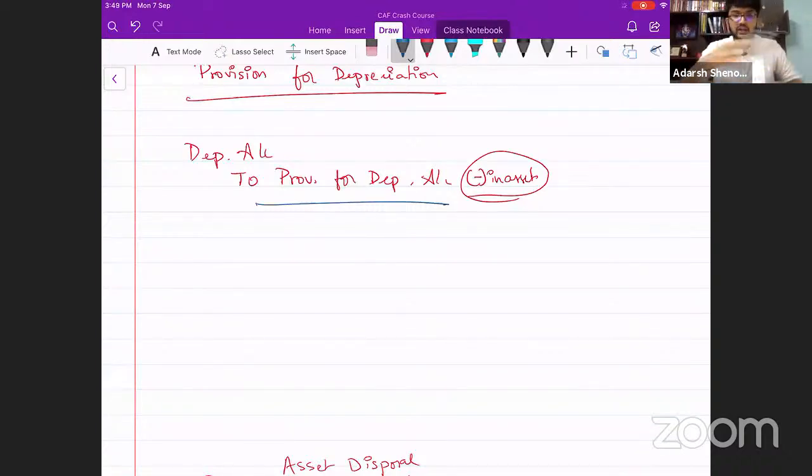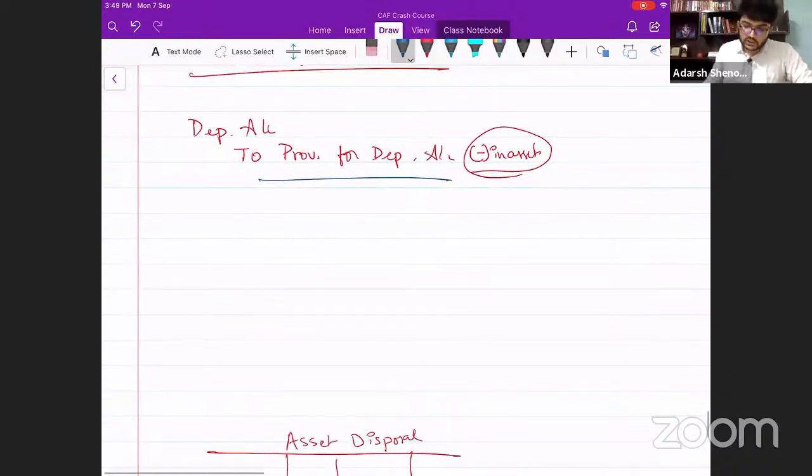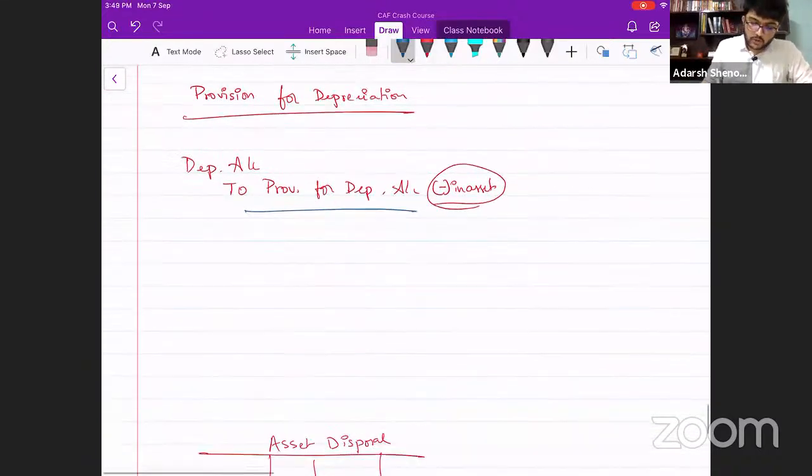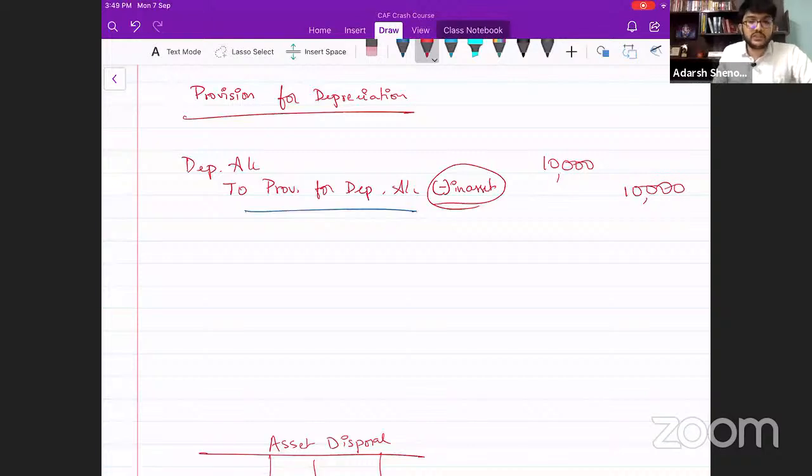For example, in that scooter's case, 10,000 rupees was the amount of depreciation we calculated. So for the first year, what is the amount of depreciation? Depreciation account debit 10,000 to provision for depreciation account 10,000. Depreciation account is closed. How do we close depreciation account? It's an expense account. It is to be closed by transferring the balance to P&L account. So that is closed.